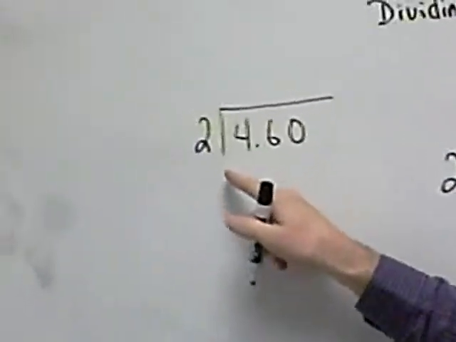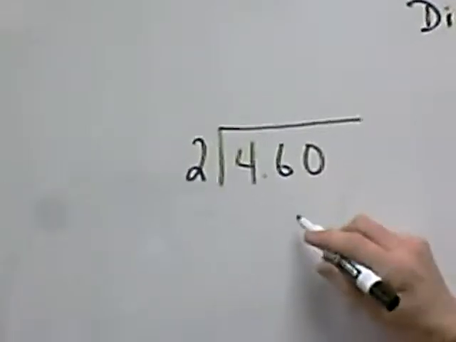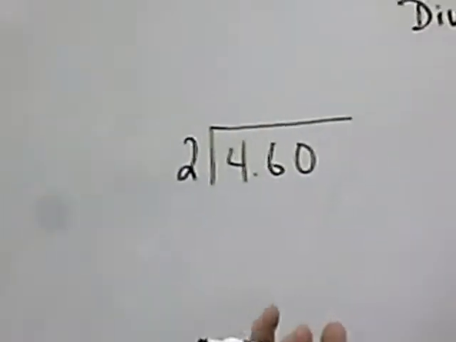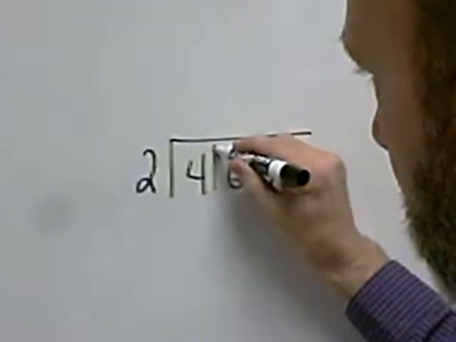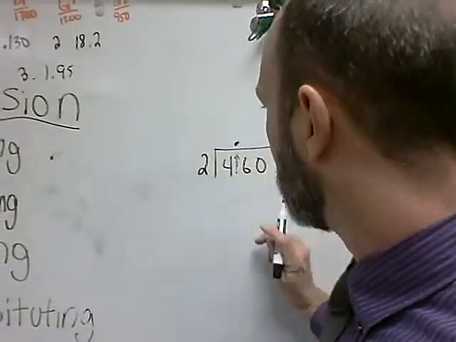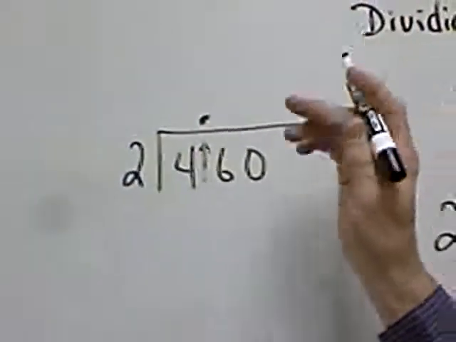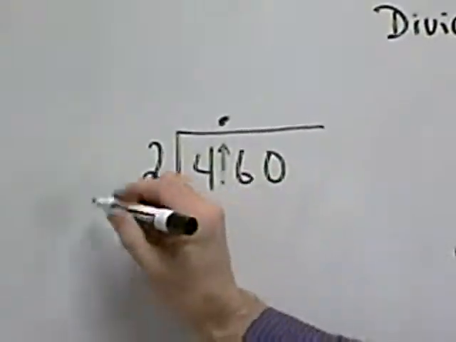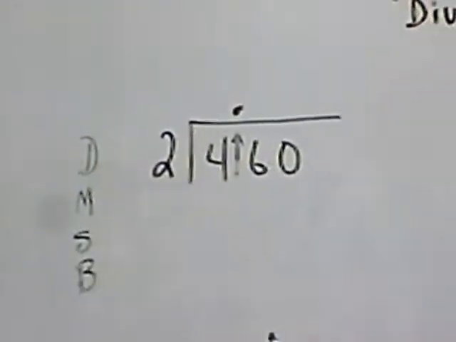The first rule we want to talk about on this problem, it's 4 60/100ths divided by 2. First rule of dividing a decimal is you just simply bring the decimal straight up. So before I do any division, I go ahead and put my decimal point there, just so I don't forget at the end. Then I just divide like normal. I always remember divide, multiply, subtract, bring down.